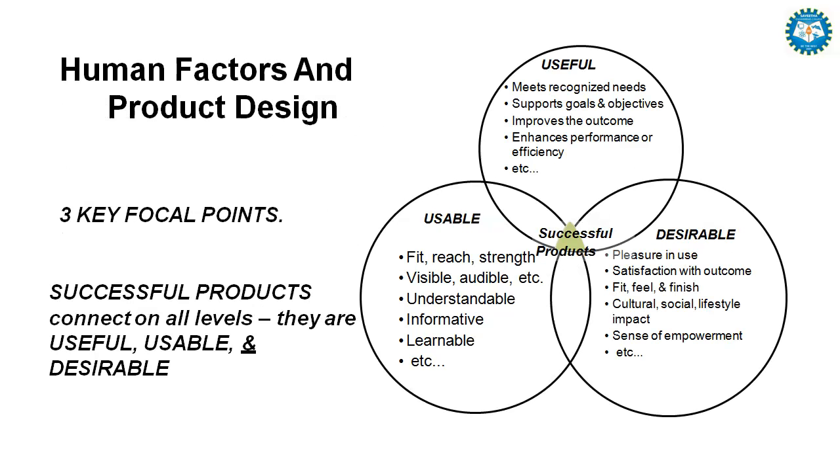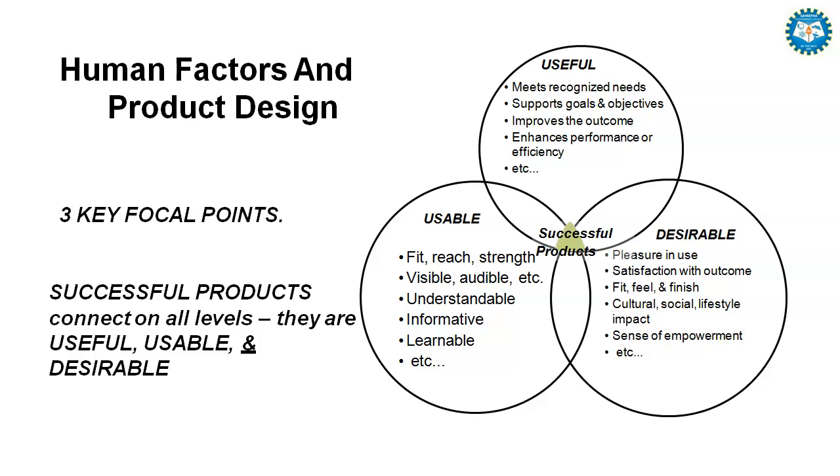So human factors and product design: useful, usable, desirable. Useful means it meets recognized needs, supports goals and objectives, improves the outcome, enhances performance or efficiency, etc. Usable: fit, reach, strength, visible, audible, understandable, informative, learnable, etc. Desirable: pleasure in use, satisfaction with outcome, fit, feel, finish, cultural, social, lifestyle impact, sense of empowerment.